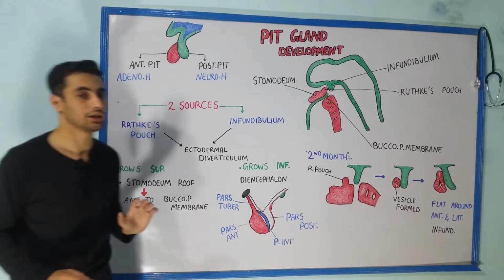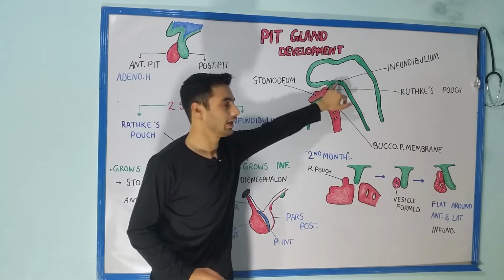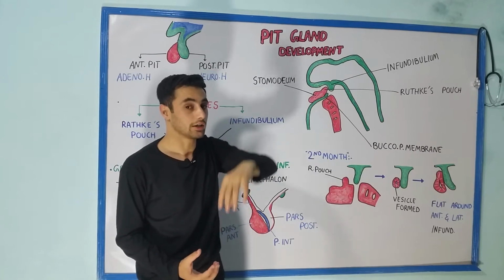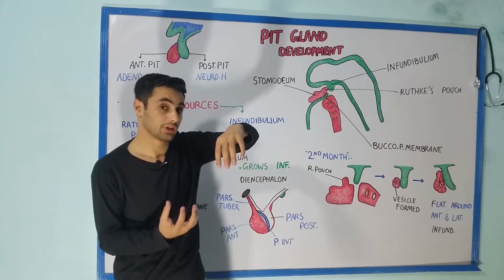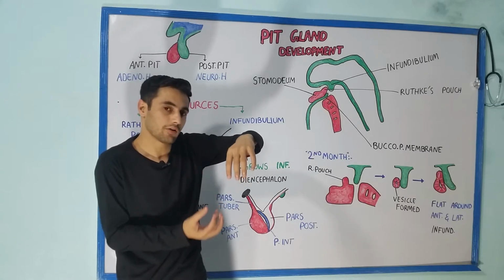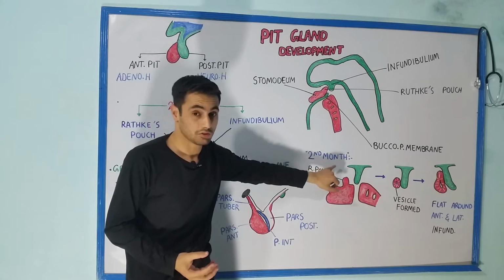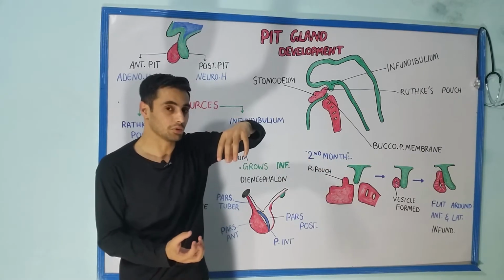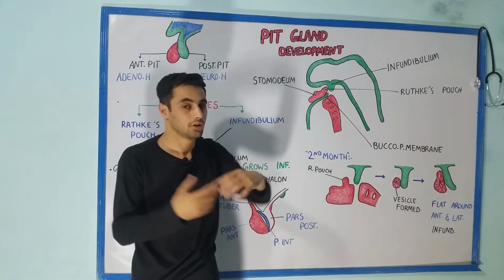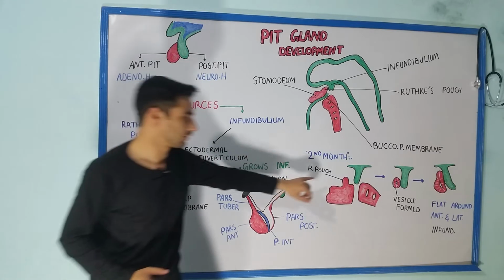Now what I mean by ectodermal diverticulum, have a look at this diagram. We have the infundibulum which will grow inferiorly from the diencephalon, and we have Rathke's pouch which is growing superiorly from the diverticulum of the stomodeum. Now during the second month of development, the infundibulum and Rathke's pouch will fuse with each other to form the pituitary structures.